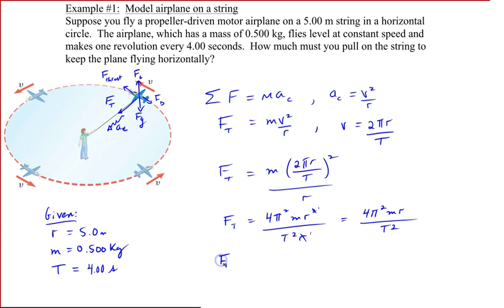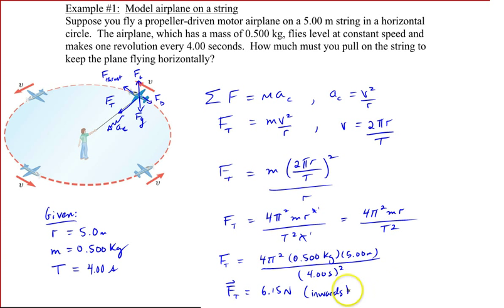So now all we have to do is substitute in. So 4 pi squared times the mass of the airplane, 0.5 kilograms, times the radius of the string, which is 5 meters, and then all divided by the period, which is 4 seconds, quantity squared. So if you put that in your calculator, you'll find that the net inward force, which is the tension in this case, is 6.15 newtons. If you write this as a vector, by the way, it has a magnitude of 6.15 newtons, and the direction is inwards, towards the center of the circle.